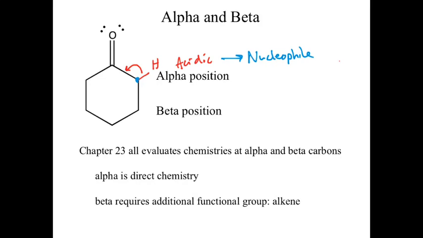The beta position becomes reactive really only after we've added an extra functional group, and that extra functional group happens to be a pi bond. So if we have that pi bond, and we have this alpha beta issue, it would typically be called alpha beta unsaturation because we don't have hydrogen at that point, then the beta carbon is electrophilic.